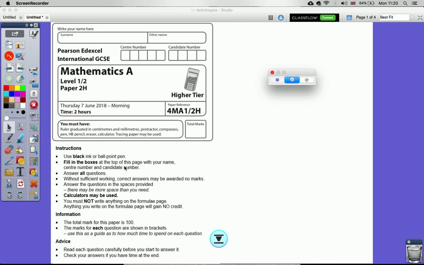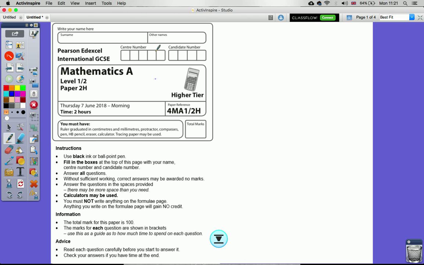ballpoint pen, fill in the boxes at the top of the page with your name. You write your name here in this portion: surname and other names, center number, candidate number. Okay, and the total mark for this paper is 100. So what we're going to do now is move on to question number 1. And a calculator is allowed throughout.